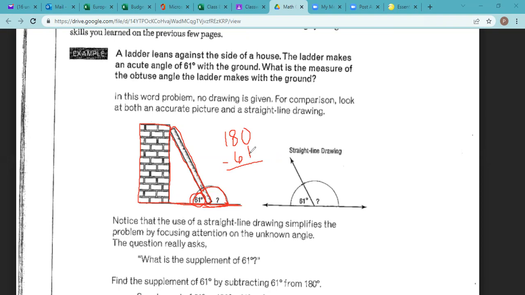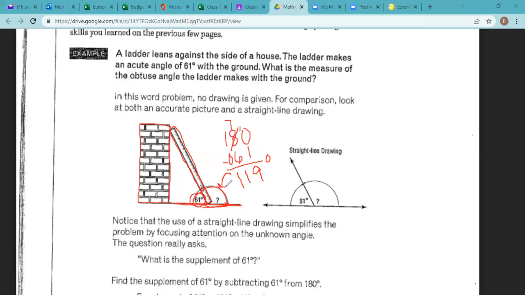0 minus 1, we can't do that. Let's borrow from the 8 and make it a 7. We're going to put a 1 in front of the 0 to make 10. And now this is all set up for you. 10 minus 1 is 9. 7 minus 6 is 1. And 1 minus 0, or 1 minus nothing, is 1. So right now it appears that it's going to be 119 degrees for this angle right here.